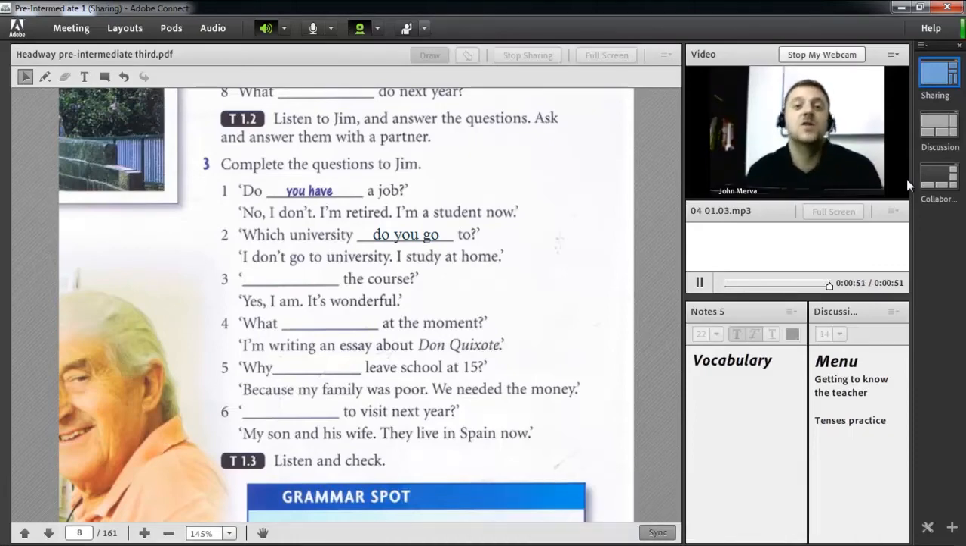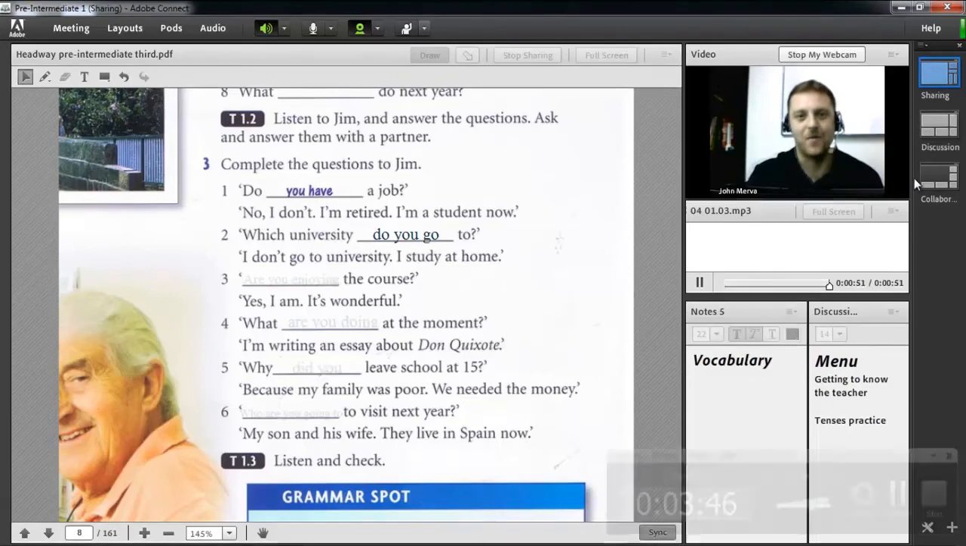If you're still not sure of the answers, please do ask your teacher to play the tape again. Please now, together with your partner, check your answers, make sure you have the same answers, and then we'll look at them together. Well done, nearly there. We'll look at the answers together now.